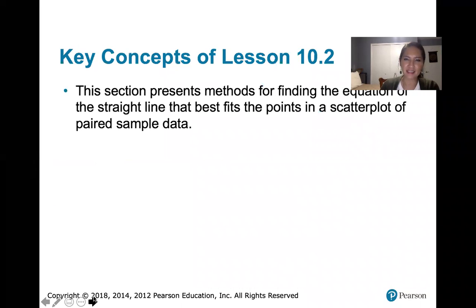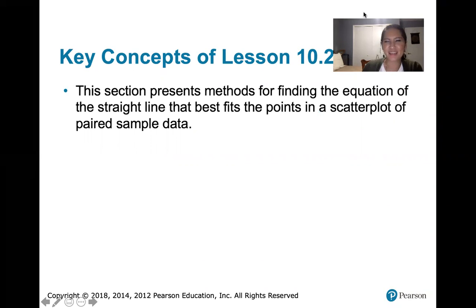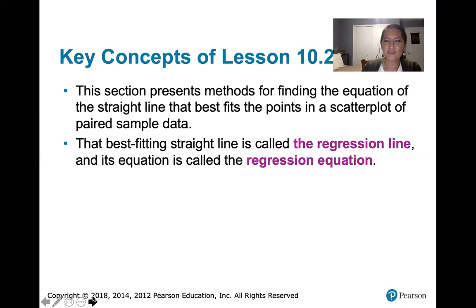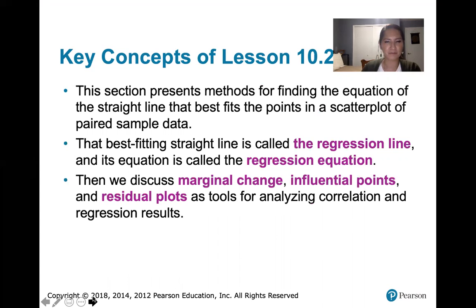So here are our key concepts. In this lesson, we're going to present methods for finding the equation of a straight line that best fits the points in the scatter plot of paired sample data. This best fitting straight line is called the regression line, and its equation is called the regression equation. We'll talk about finding that regression equation, where it comes from and how it relates to the data itself. And then we will look at graphs of regression lines and see how well they fit our data sets.